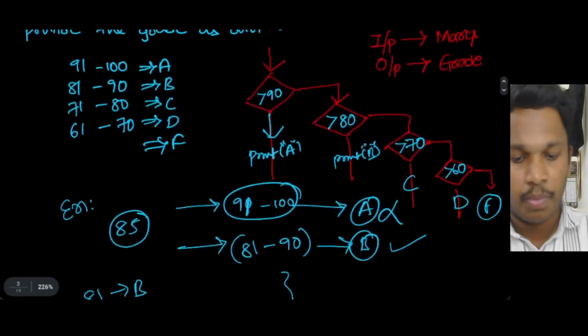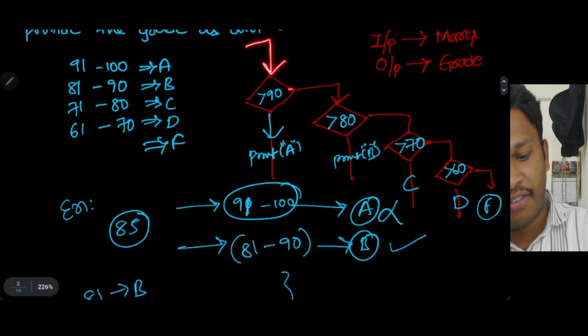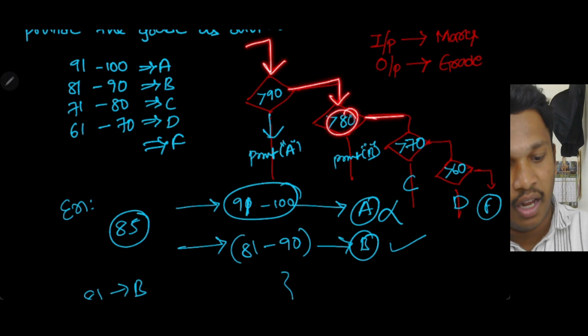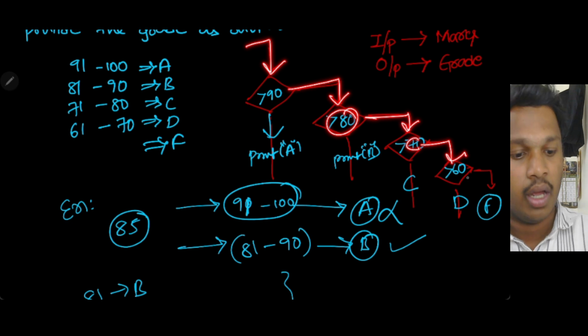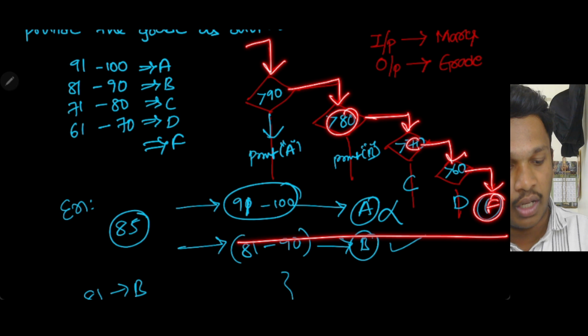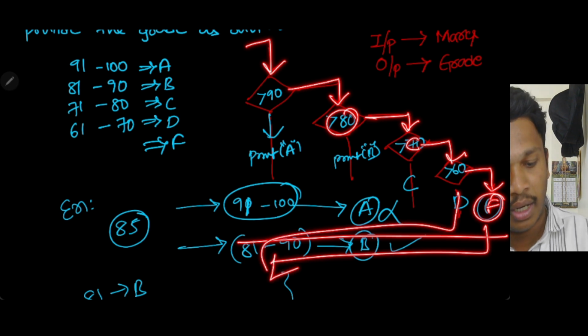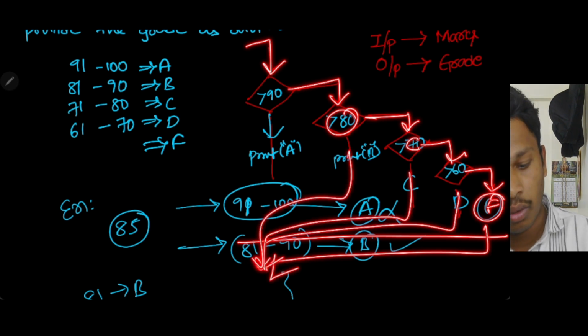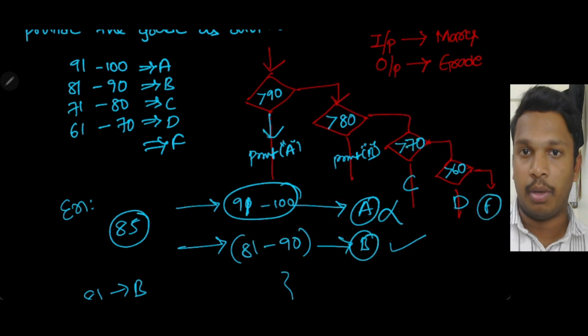It's very simple. First we need to check for A grade. If it fails, then we should go for B grade. If it fails, then we should go for C grade. If it fails, then we should go for D grade. If in the worst case the student failed, then after all of the cases the program will terminate. Okay. This is the flow. It's very simple. I hope you people understood.